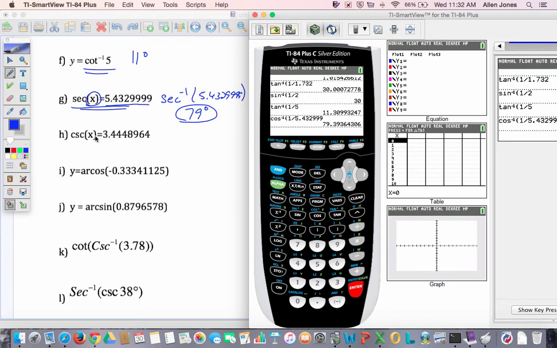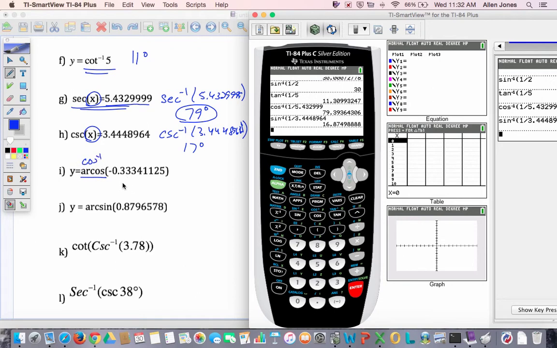Okay, so notice two different statements solve the same way by recognizing whether or not we have a ratio or an angle. Letter H, we also have x here. Cosecant of x is our angle, so the inverse cosecant of 3.4448964 is our ratio. We want to convert that over by using inverse sine of 1 divided by 3.4448964, and that gets us an angle of about 17 degrees.